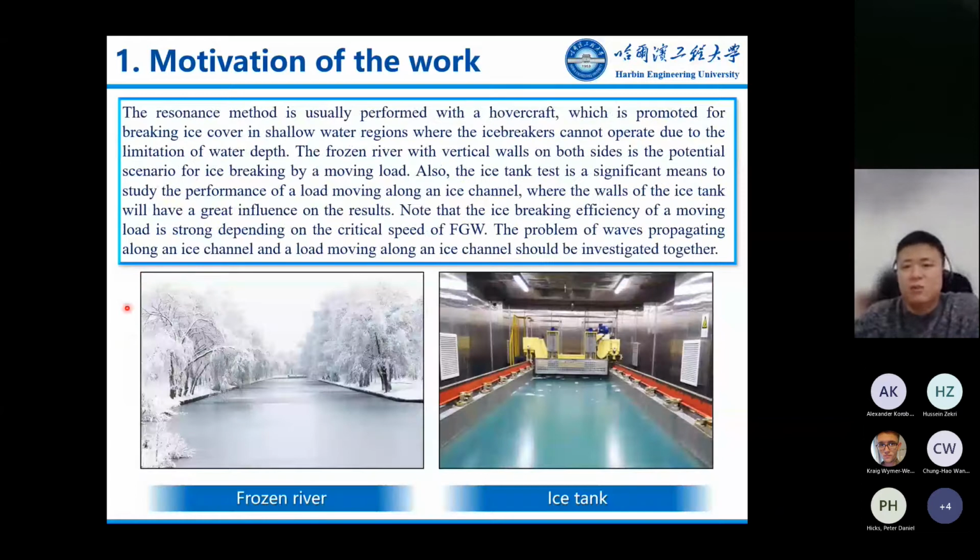The resonance method is usually performed with an air cushion vehicle, which is promoted for breaking ice cover in shallow water regions, where the icebreaker cannot operate due to the limitation of water depths. The frozen river with vertical walls on both sides is the potential scenario for ice breaking by a moving load. Also, the ice tank test is a significant means to study the performance of a load moving along an ice channel, where the walls of the ice tank will have a great influence on the results.